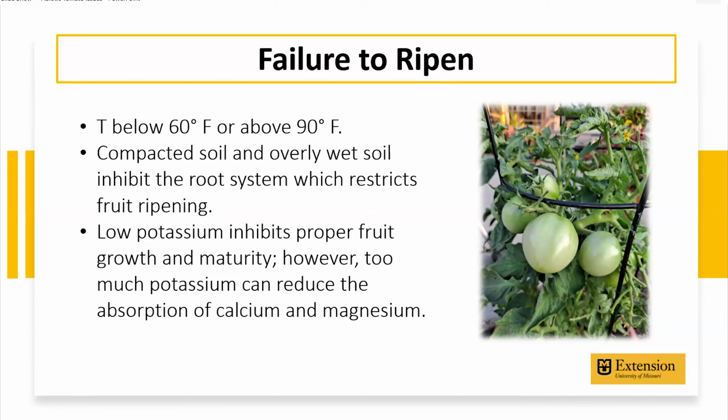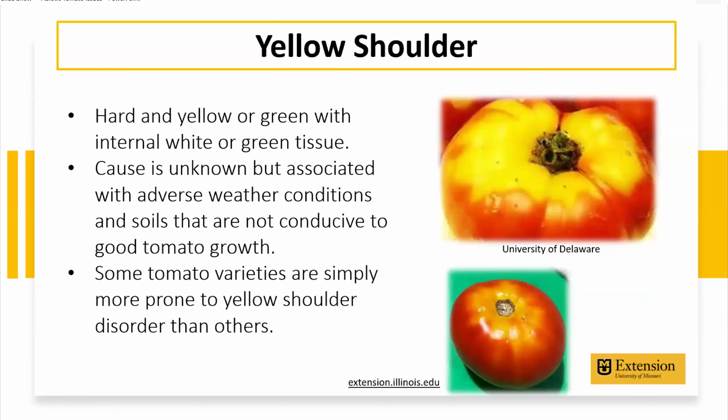Compacted soil or overly wet soils can inhibit the root growth, and that has an effect on the ripening. Low potassium, because potassium is important for our plants to actually grow fruit and to produce seed as well. So those are some of those issues as far as the failure to ripen.